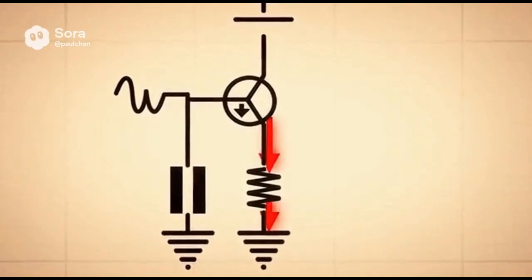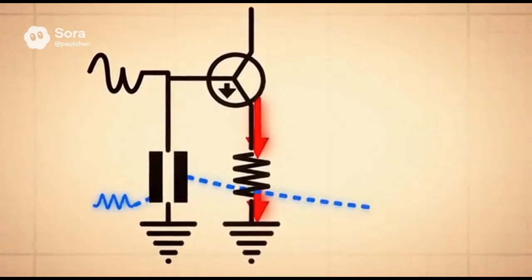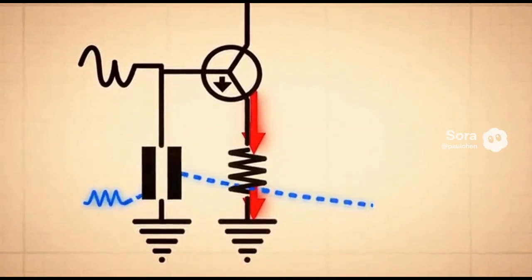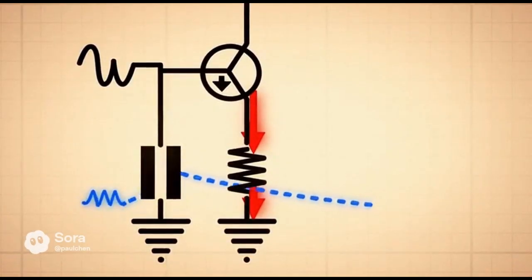DC and AC signals do not see the circuit the same way. For DC, the emitter resistor remains in the path and stabilizes current. For AC signals, the capacitor bypasses the resistor. This keeps the DC bias stable while restoring high AC gain.